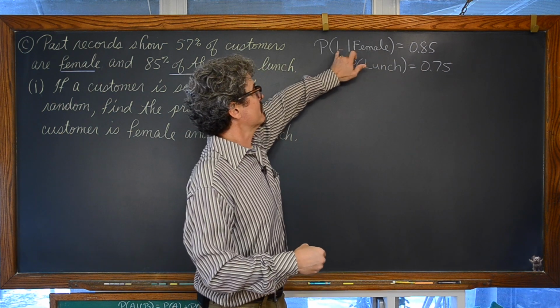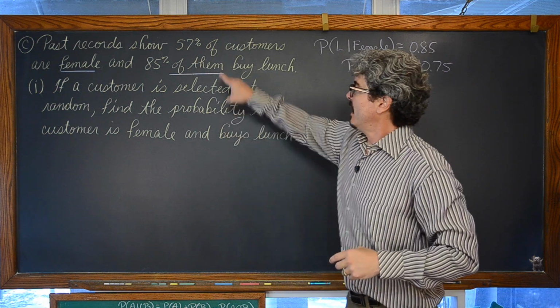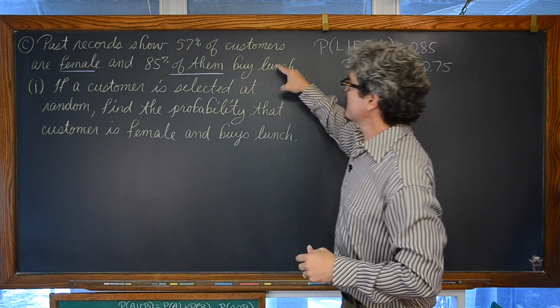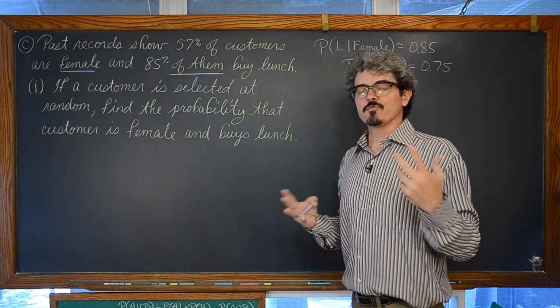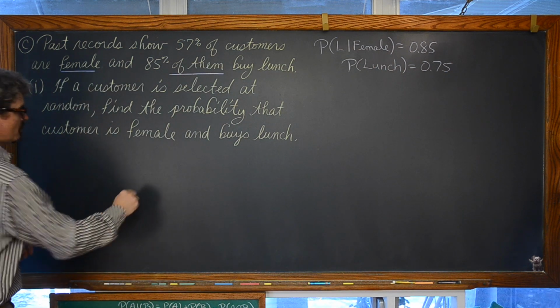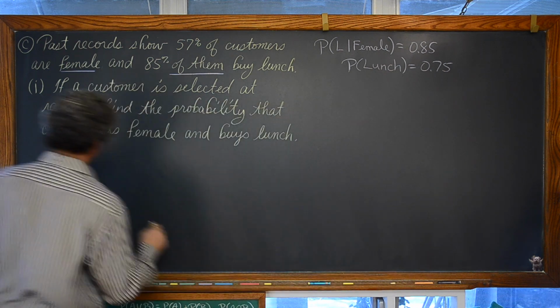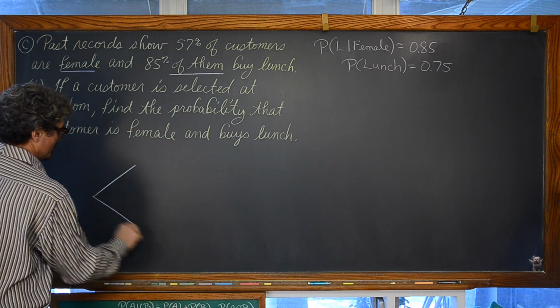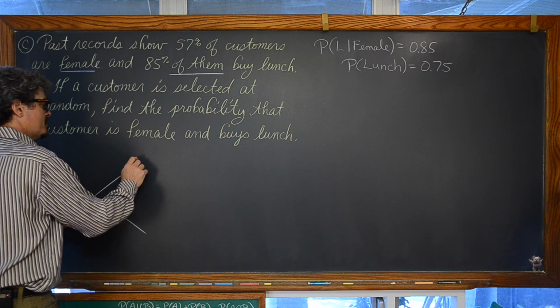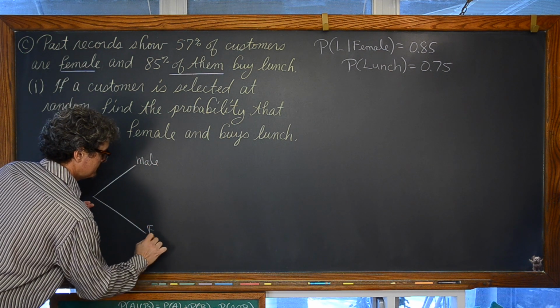The probability of being a female changes the likelihood of you buying a lunch. And think about that. I'm not going to consider whether or not you buy lunch unless you're female. So this is not a situation where you're going to want to use a Venn diagram. This is a perfect opportunity to use a tree diagram. Your customer comes in and they're either male or they're female.